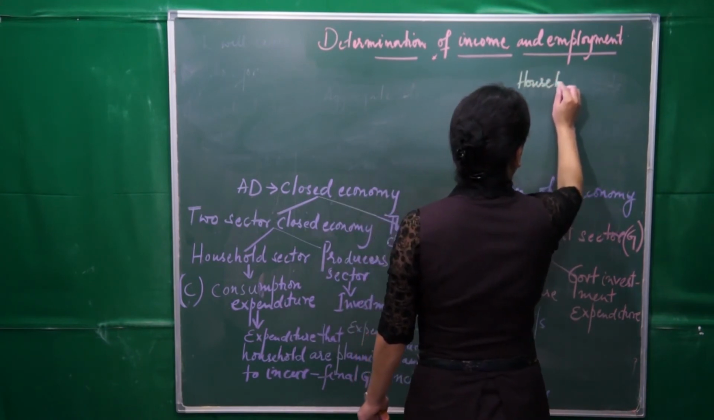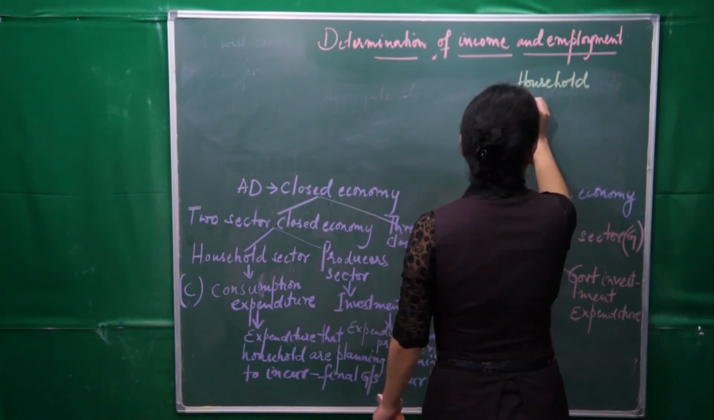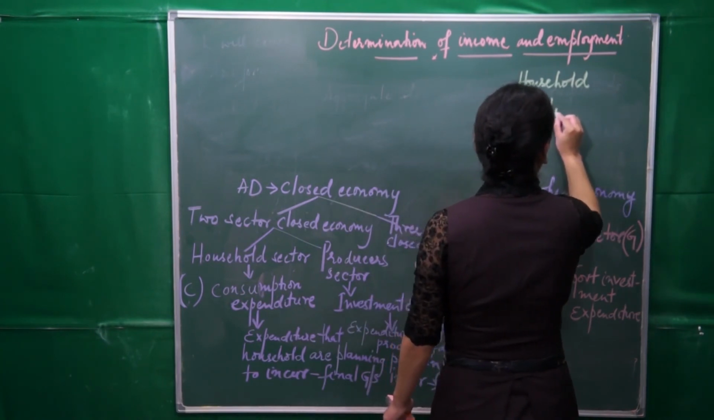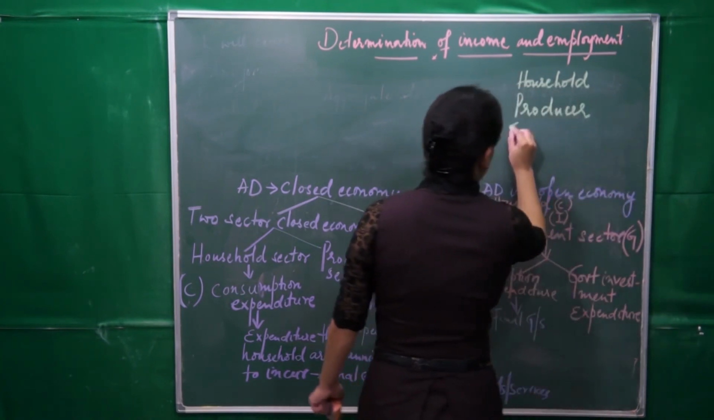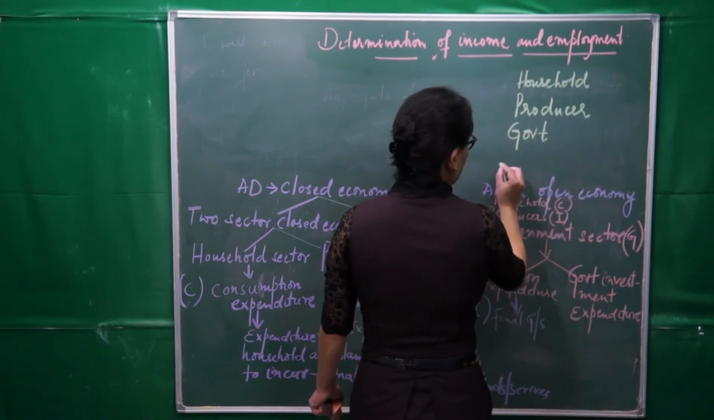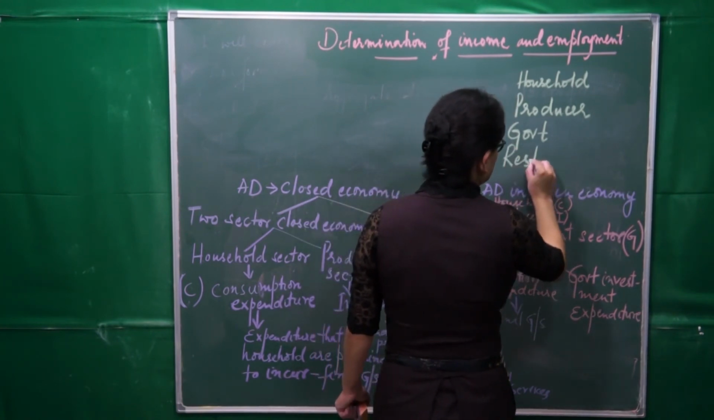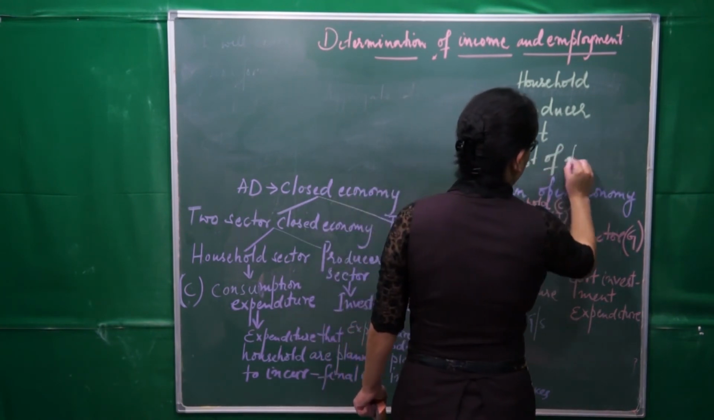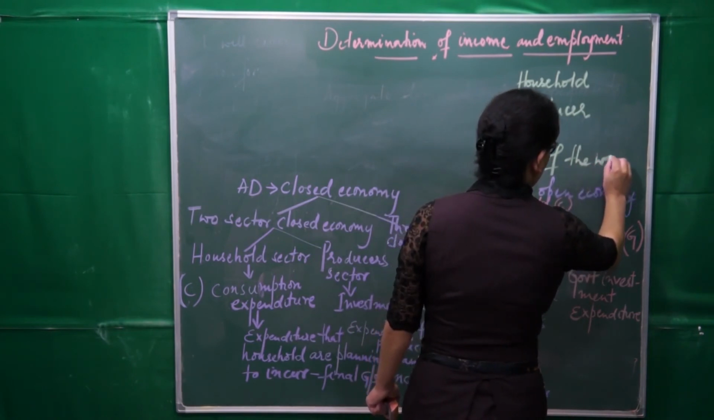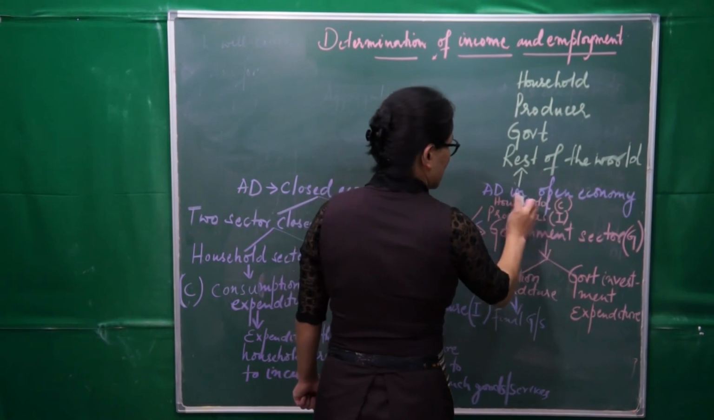Household sector, producer sector, government sector, and finally we have rest of the world sector, ROW. Okay, AD in open economy.